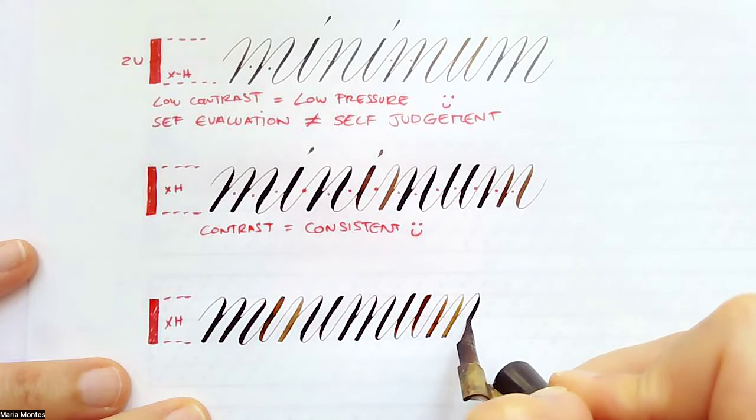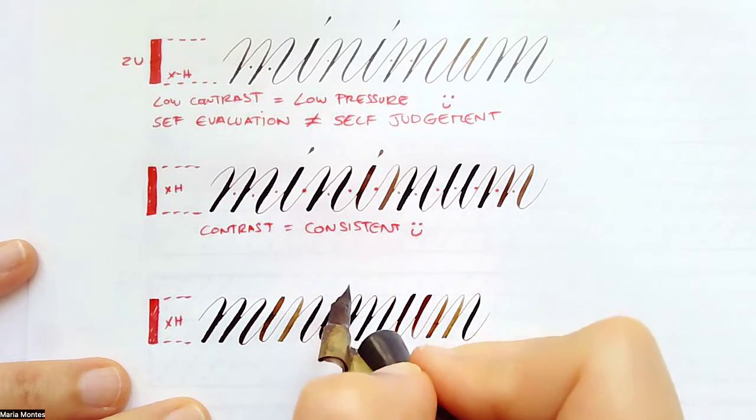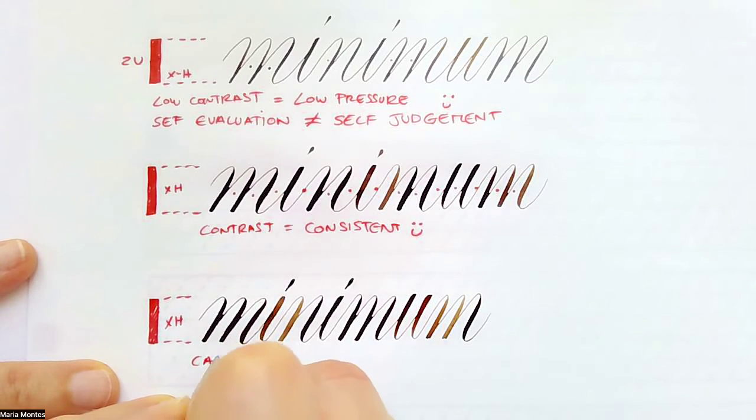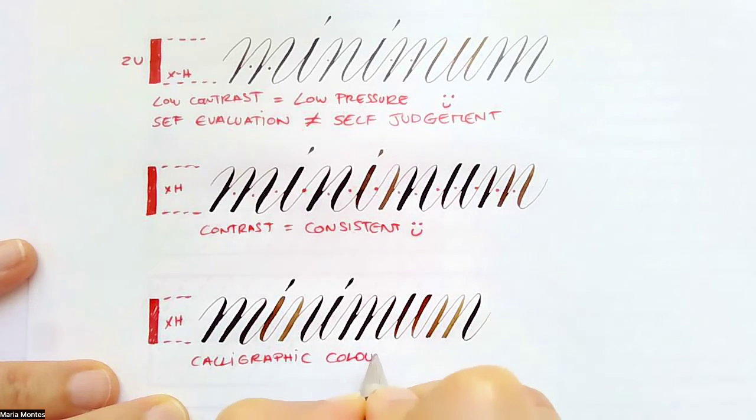Now I'm nearly done. Okay, you can see the length of my word now obviously is shorter, and now I have even more blackness, so the calligraphic color is darker.